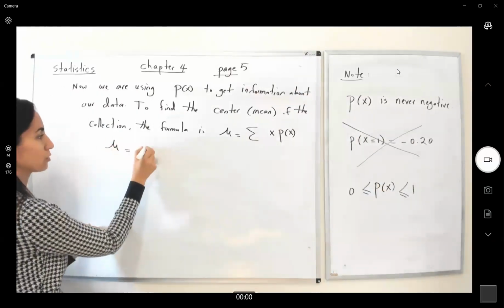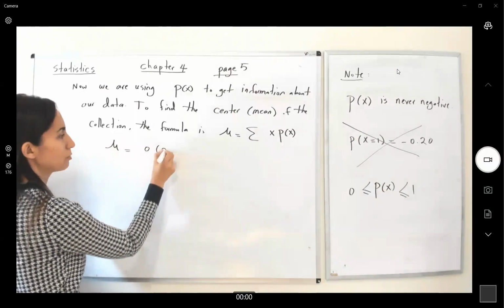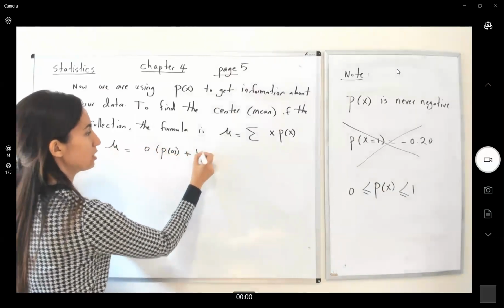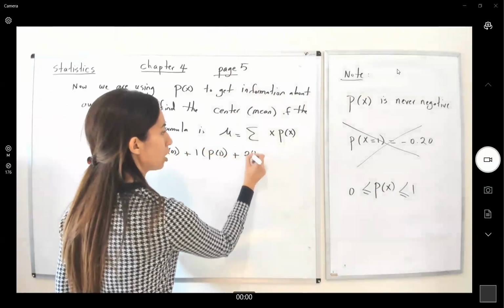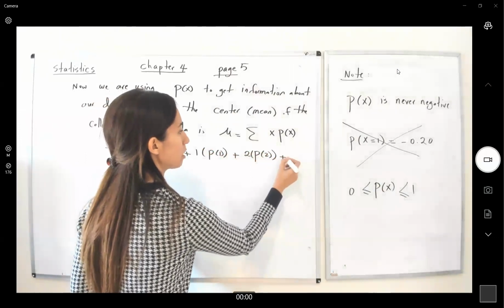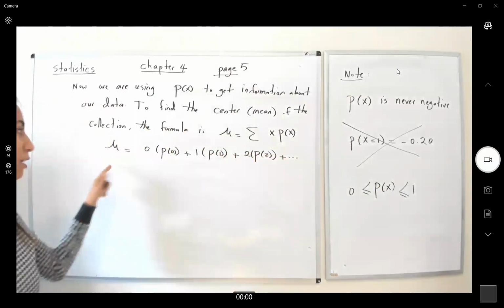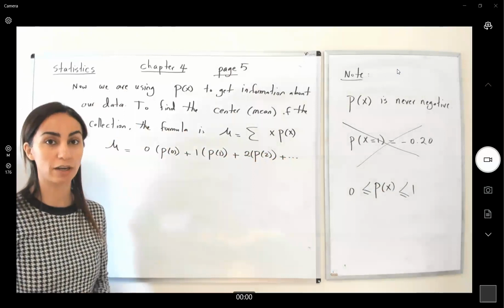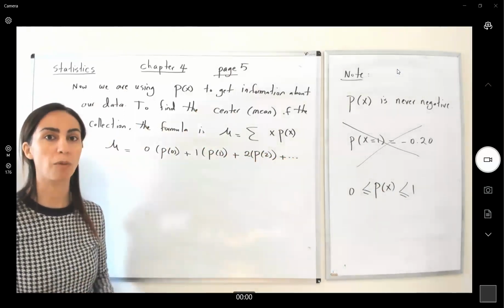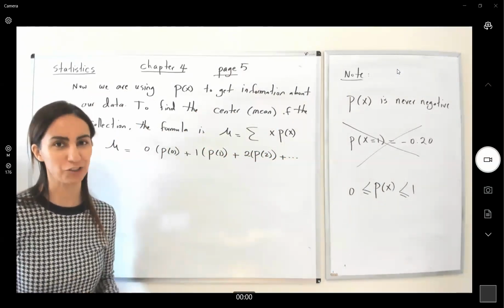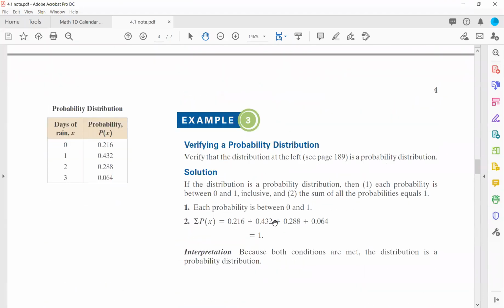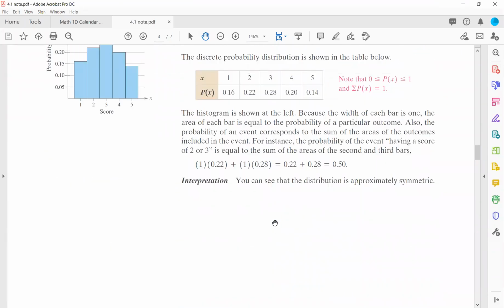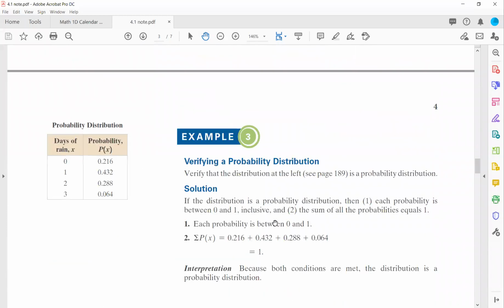Mu is equal to 0 times P of 0, plus 1 times P of 1, plus 2 times P of 2, plus the rest of it. That's how you find the mean of the collection using the probability distribution function. Okay, perfect.